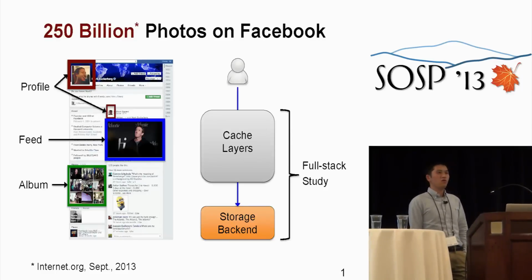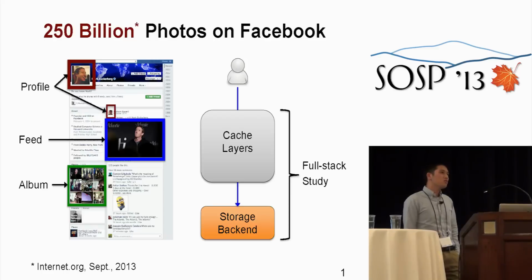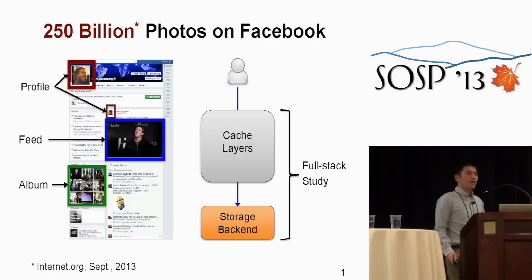Facebook today stores over 250 billion photos, and the number is still increasing at a faster pace. If you take a look at a typical Facebook page, you cannot miss photos everywhere: profiles, newsfeed, or albums shared by friends. I saw a lot of white tiger photos yesterday from my friends' albums.